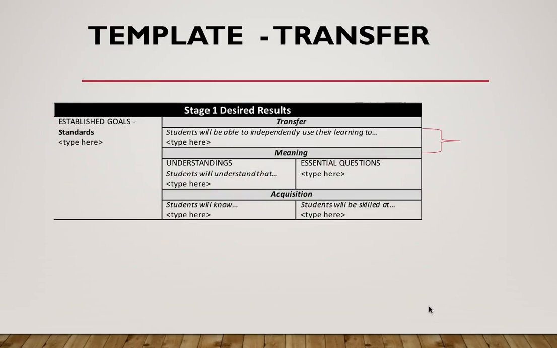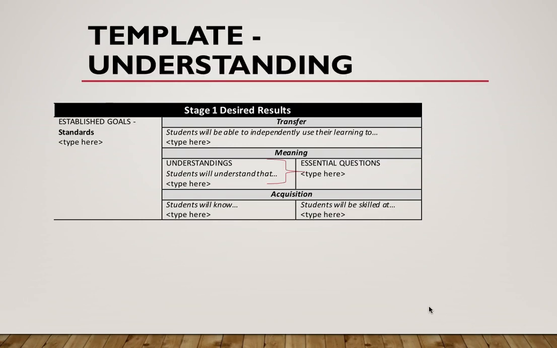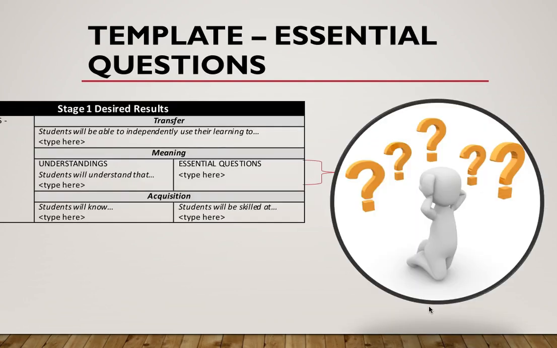We talk about the transfer. As noted, this is probably where I would begin. How would they use it? And I spoke about that before. Next, understandings. What will the students be able to understand? And this is cognitive, right? It's mental. What should they be able to understand at the end of your unit?